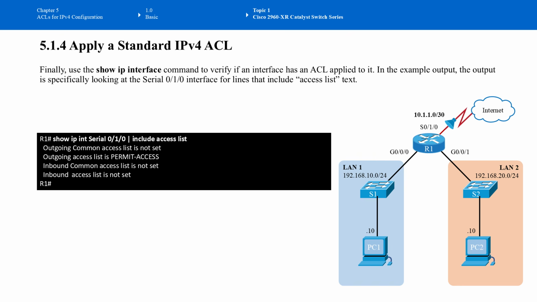Just like the earlier example, we can use the show ip interface command to see if the ACL is applied to the interface. So we enter show ip interface serial 0/1/0, and specifically look for access list, so put a pipe include access list. As you can see, here are the rules, such as outgoing common access list is not set. Outgoing access list is permit-access. The output confirmed that we applied this configuration correctly.